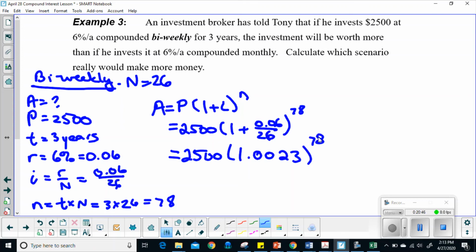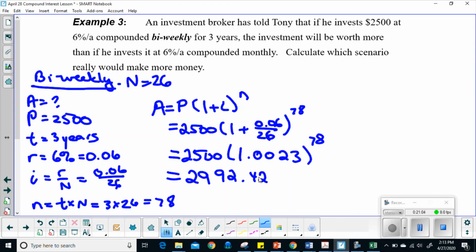I'm not even clearing my calculator. I'm just going to say my answer to the exponent 78, and then I'm going to times that by 2500. And my final answer is going to give me $2,992.42.